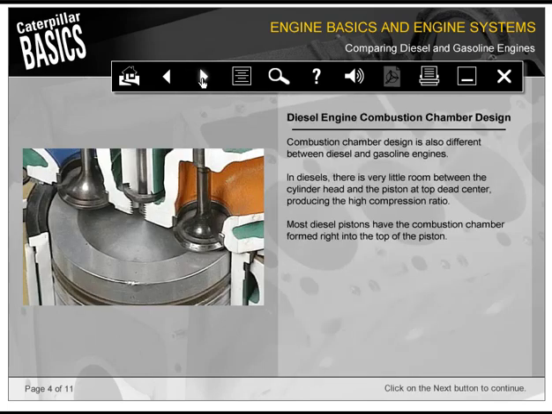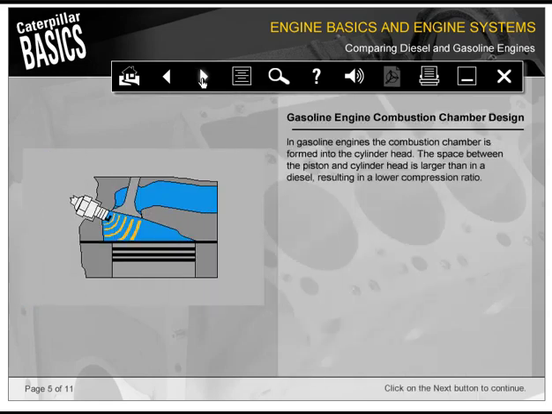Combustion chamber design is also different between diesel and gasoline engines. In diesels, there's very little room between the cylinder head and the piston at top dead center, producing the high compression ratio. Most diesel pistons have the combustion chamber formed right into the top of the piston. In gasoline engines, the combustion chamber is formed into the cylinder head. The space between the piston and cylinder head is larger than in a diesel, resulting in a lower compression ratio.